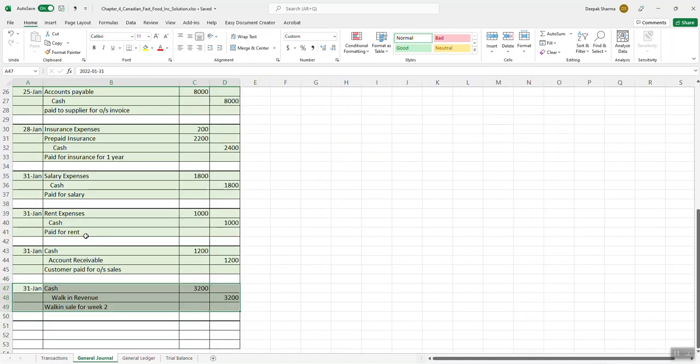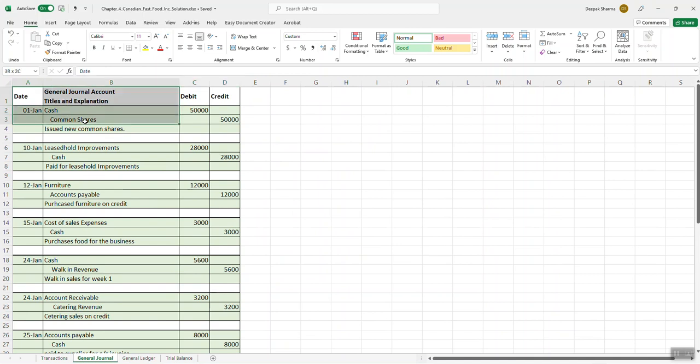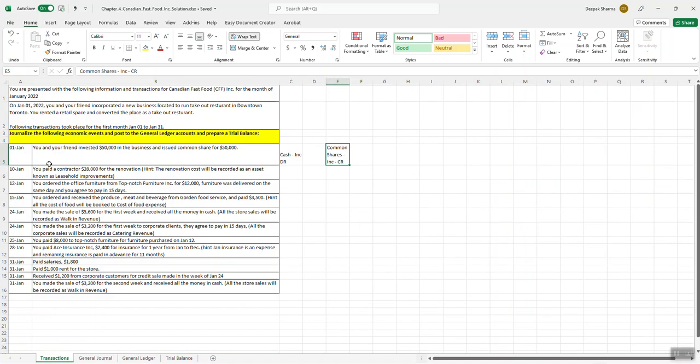Then you come into the journal entry, and this is where you post the entry. You put the date first, then you identify the account being debited. Cash is debited, and we put that on the debit side. Then you list the credit account, which is common share, and you put that on the credit side. You put in the narration: issued new common shares. And that's what will get you the marks for the first entry.